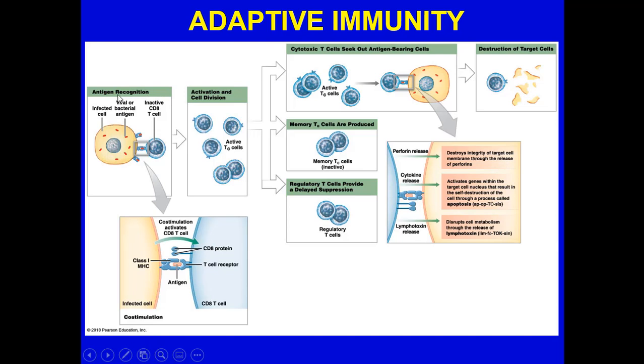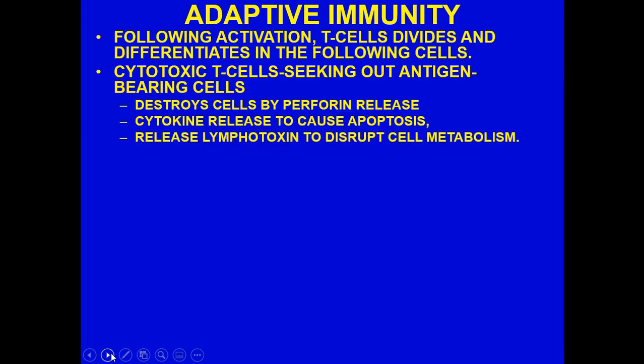And you can see how all of this is set from antigen recognition to activation. The co-stimulation activates the CD8 T cell. And now we start dividing: cytotoxic T, memory T, regulatory T. Following the activation, the T cell will divide and differentiate into the following cells. I've talked about this. One big one, cytotoxic T. They're out to seek out the antigen-bearing cells. They will destroy the cells by perforin release. Cytokine release will cause apoptosis in infected cells.